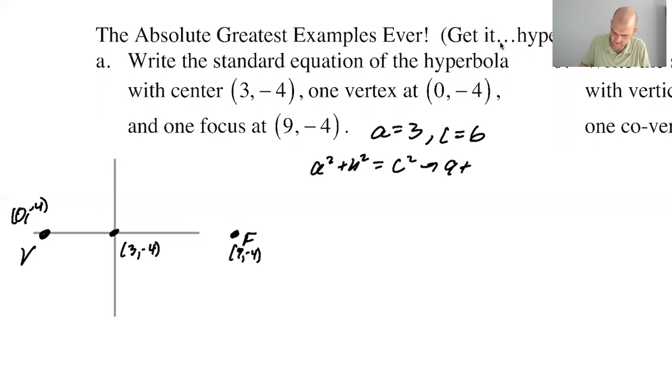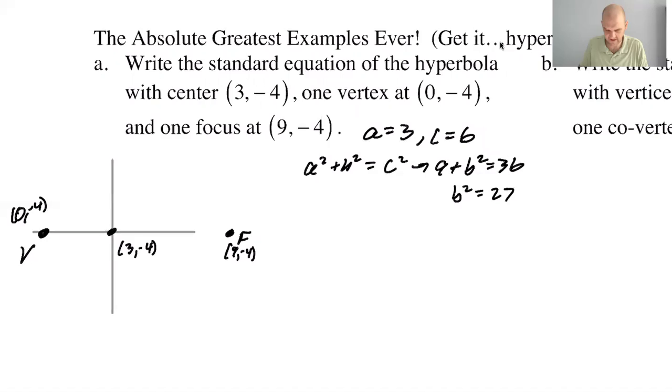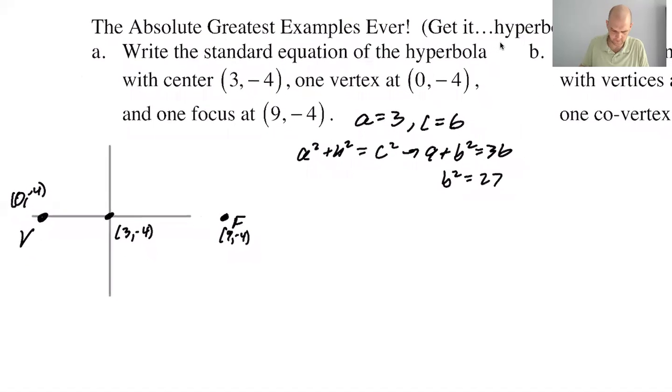Then I know that a squared plus b squared equals c squared. So 9 plus b squared is 36, so b squared is going to be 27. And I actually need b squared to write the equation, so I'm going to leave it at that. But it just means that b is radical 27, so we'll have a co-vertex here.